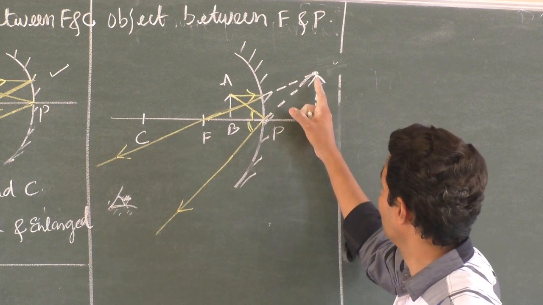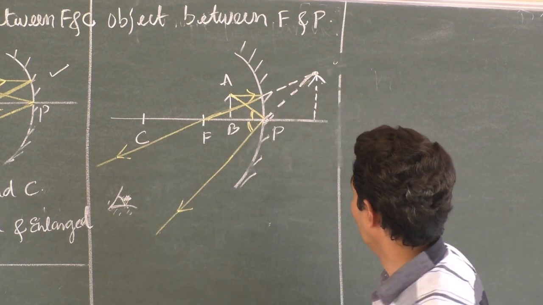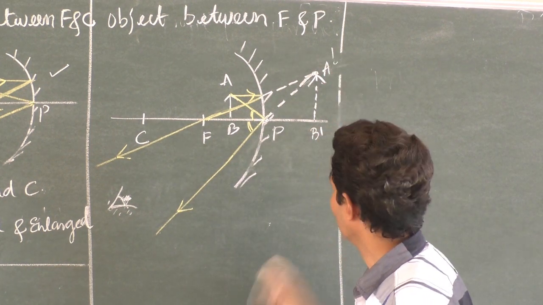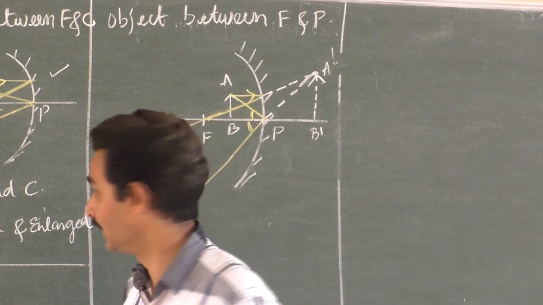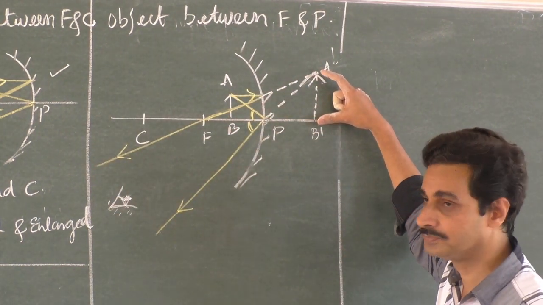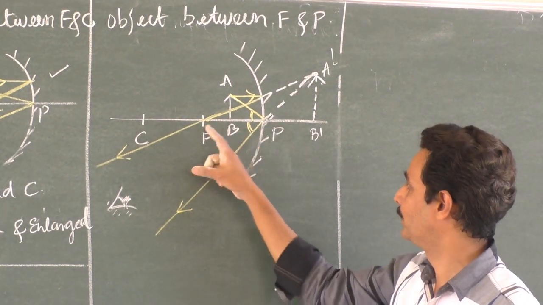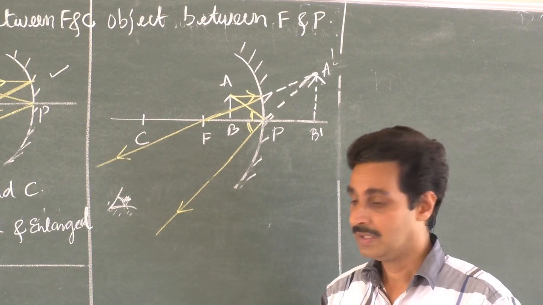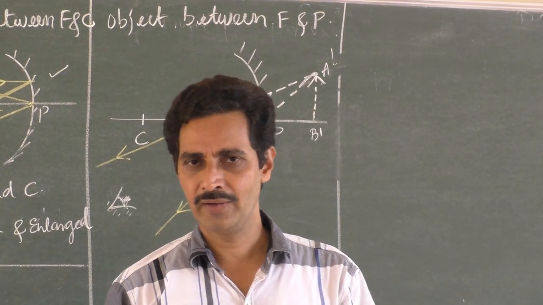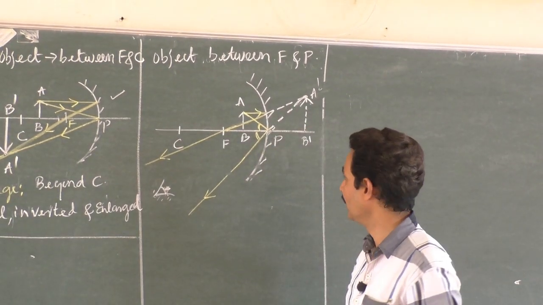Rays really don't come from here. They appear to diverge from this point, and this point becomes the image, A dash B dash, and we call it virtual. That is what we have seen. An enlarged virtual image is formed inside the mirror. That is possible only when you bring the object within F and P, not away from F. This is the only case where the image is formed within the mirror. You need not have one more screen to catch this image.